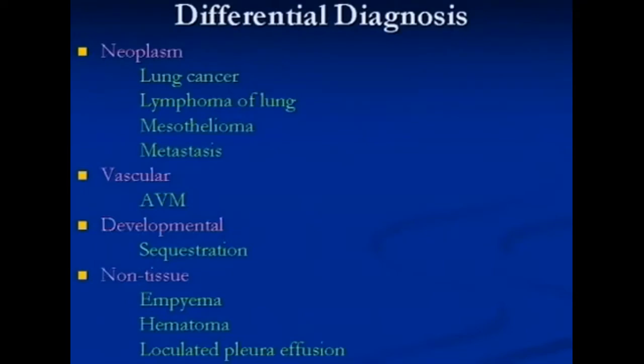Differential diagnosis, well, clearly lung cancer is probably highest on the list. Obviously, some other neoplasia of the lung. Because of the swirl effect of vessels, one could think about AVM or sequestration, and some non-tissue things such as empyema, hematoma, loculated effusion are much less likely. Do you see this more commonly post-coronary bypass surgery? I almost never see it post-bypass surgery, unless the patient also has another reason to have had it.